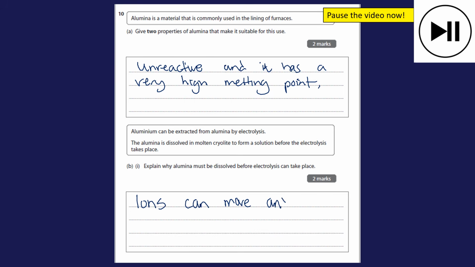and carry electric charge or electric current in electrolysis, because electrolysis will only work if we've got mobile ions to carry the charge.